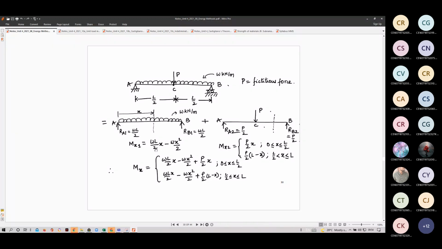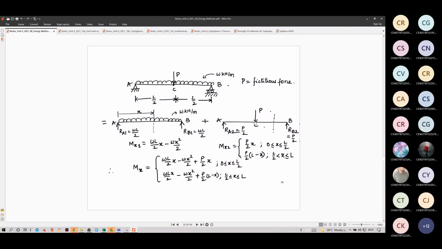So bending moment at this point is RA. I have split this into RA, RB. You go through this. See, this reaction times X minus the load times X by 2. So WL by 2 into X minus WL square by 2. So I find the bending moment at this section, and for UDL throughout it is a single expression.